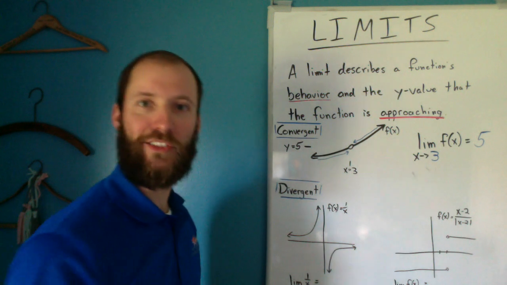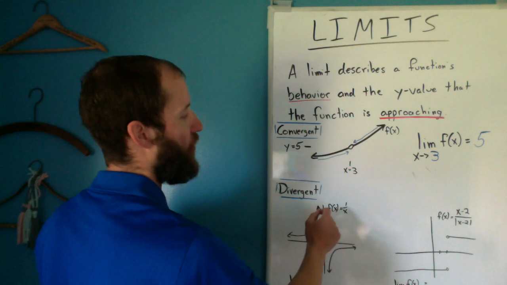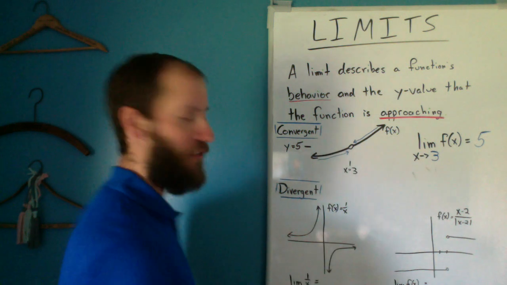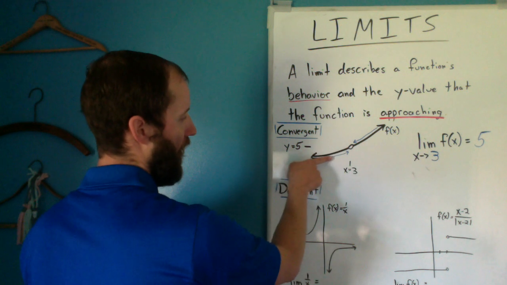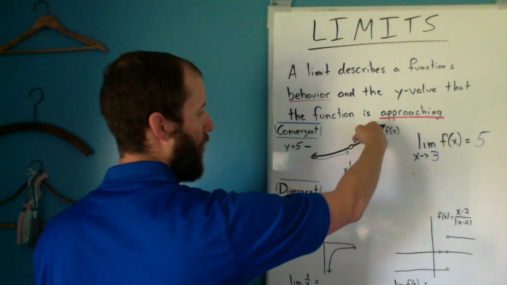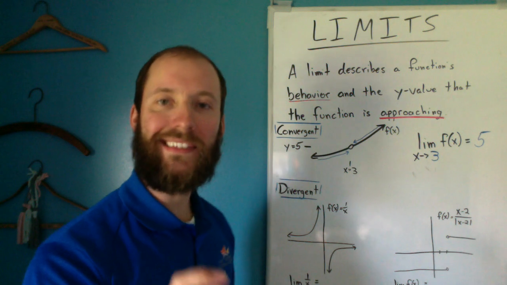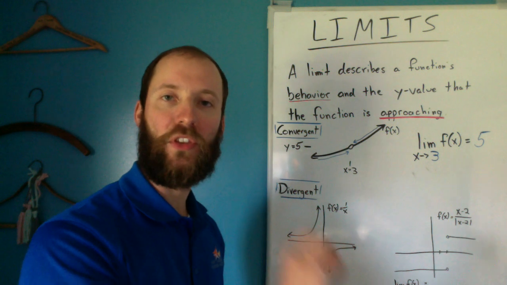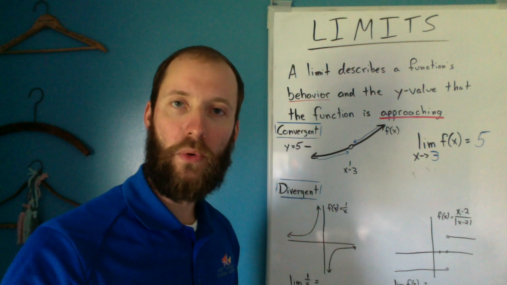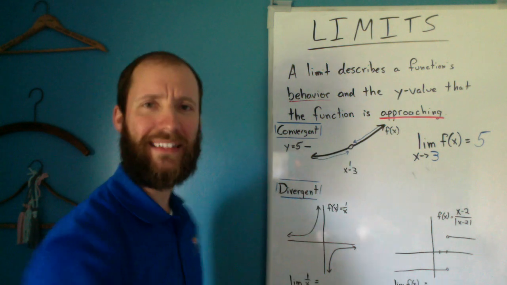This answer doesn't change. The limit of f of x as x approaches 3 is still 5 because this arrow is going up towards y equals 5. This arrow is going down towards y equals 5. The arrows are pointing towards each other. Now, does the function exist at x equals 3? No. There's an open circle. Of course, that function does not exist at x equals 3.